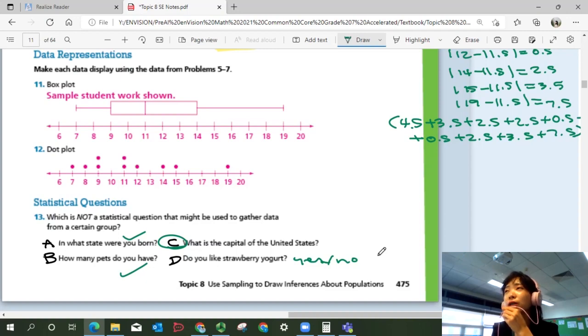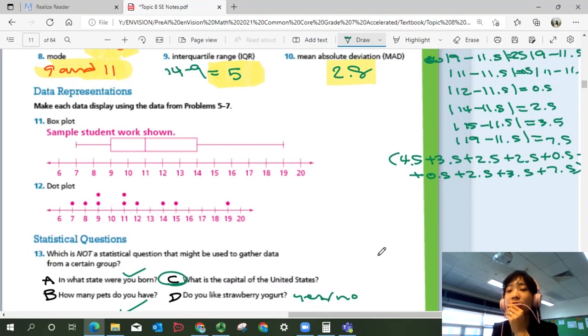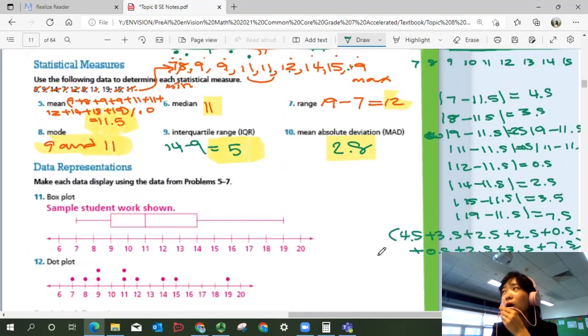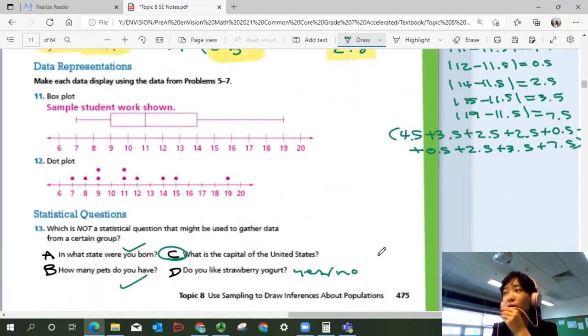All right, so check your answer. If you were ever unsure or if you couldn't answer any of these questions, please go back and review because you need these skills for topic 8.